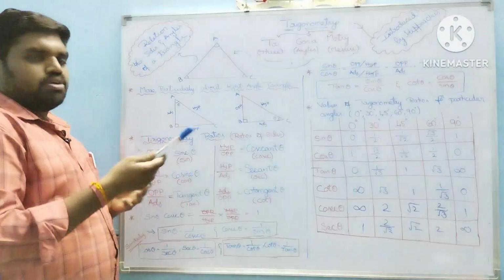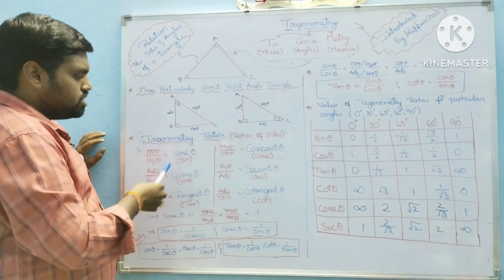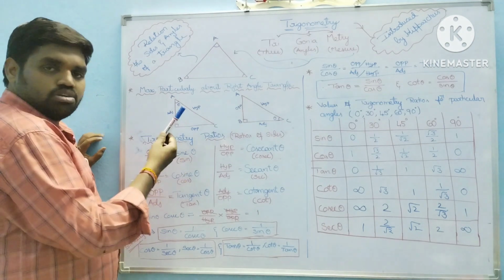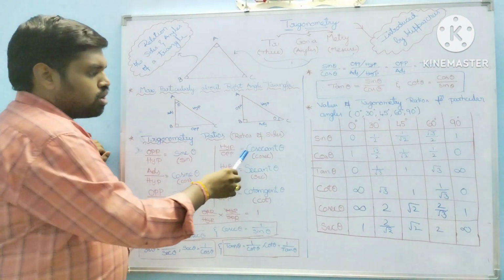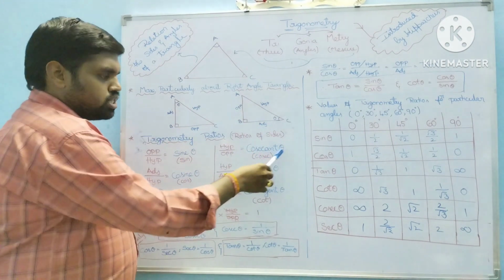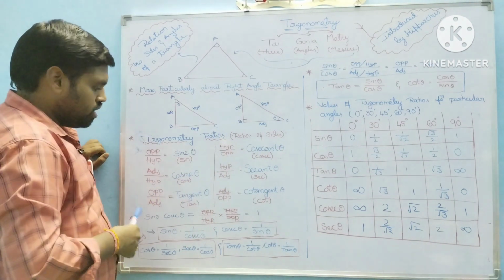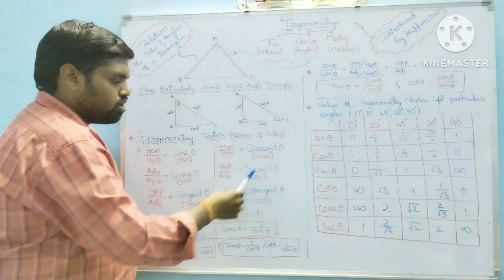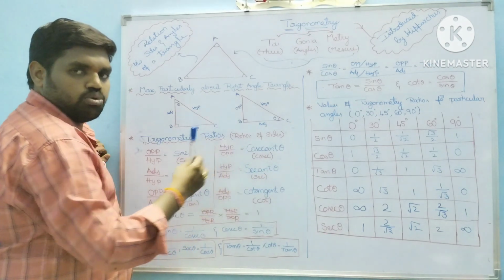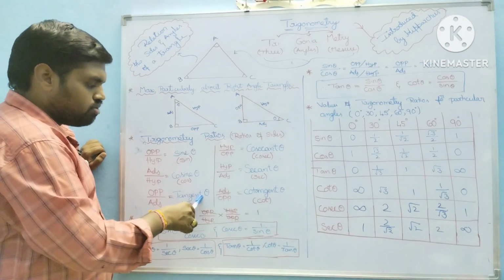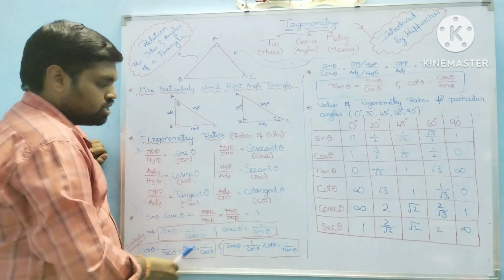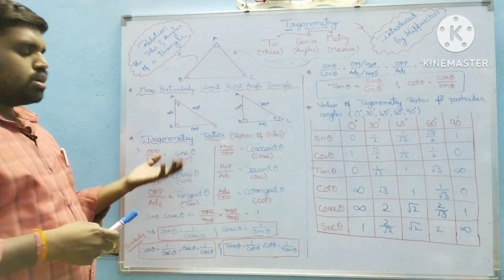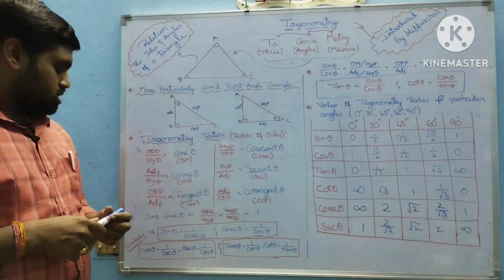So the tangent and cotangent are also called reciprocals to each other. In the next classes, we will see that sin theta is written as sin only, cosecant theta is written as cosec theta, cosine theta as cos theta, secant theta as sec theta, tangent theta as tan theta, and cotangent theta as cot theta.